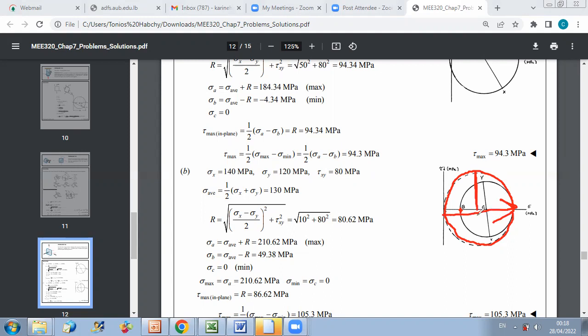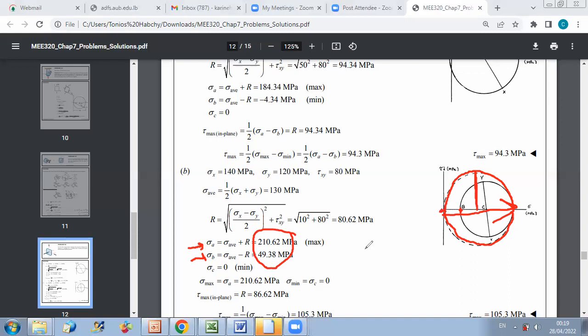So then you can do your calculation. For the state of stress sigma x, sigma y, tau xy, sigma average is 130 megapascal. The radius of this circle is the square root of ((sigma x minus sigma y) over 2) squared plus tau xy squared, which will give me 80.62 megapascal. Then I can determine the value of sigma A and sigma B. And as you can see, both are positive. This means that the minimum stress will not be at B. The minimum stress, overall stress, will be at Z, sigma Z equal to 0.